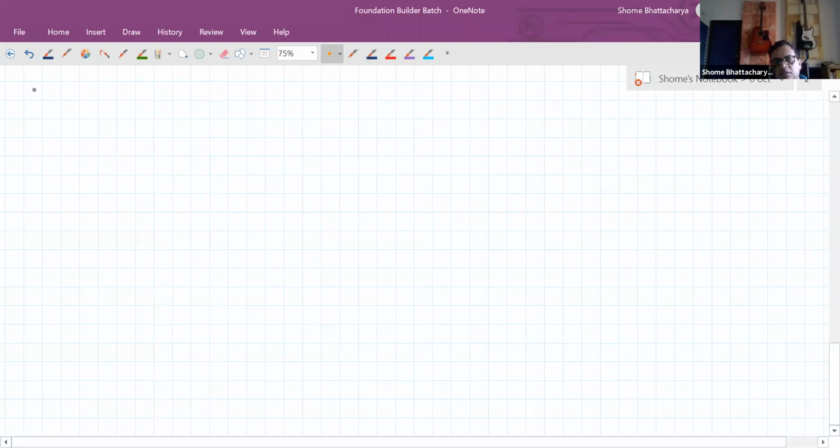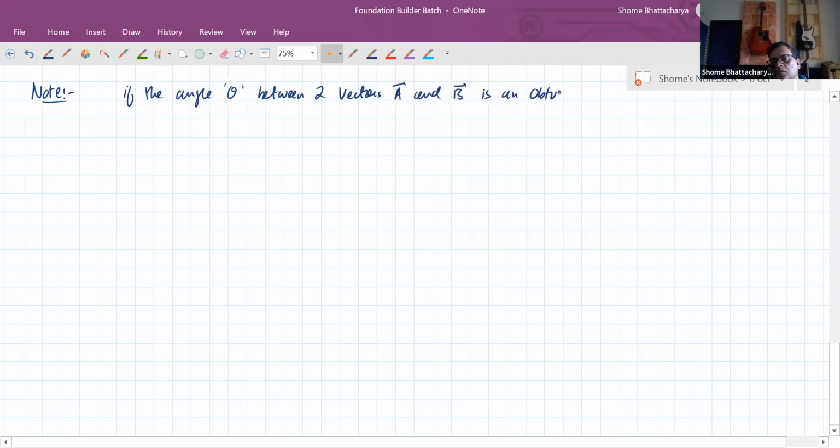Now next thing we will see is that if the angle theta between two vectors A and B is an obtuse angle, that is theta is greater than 90 and less than or equal to 180 degrees, this kind of situation.